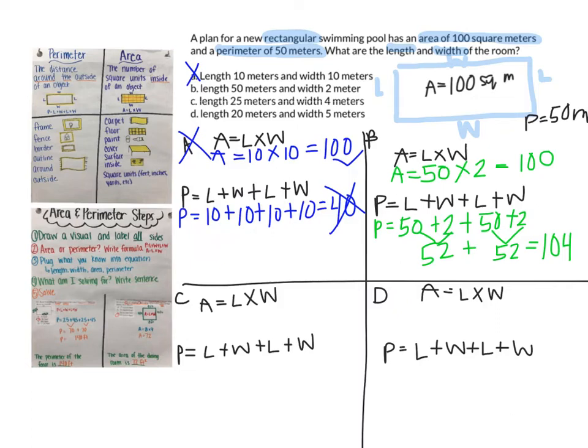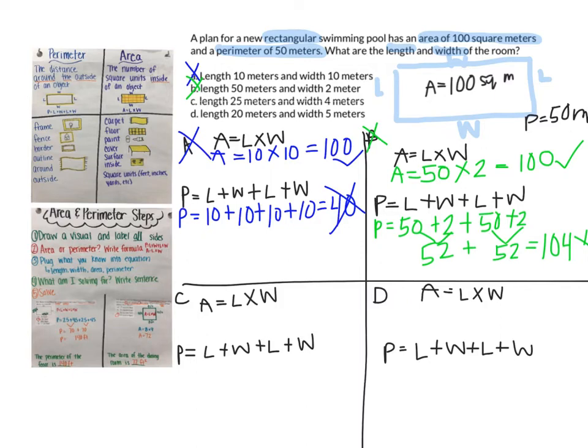Okay, so let's check to see if that matches. We're looking for an area of 100. That matches. And a perimeter of 50. That does not match. So we can eliminate B and move on to answer choice C.